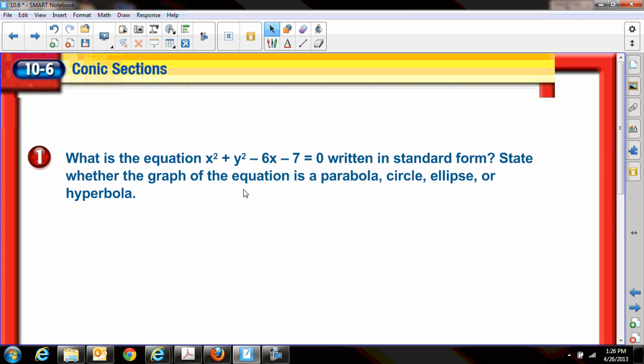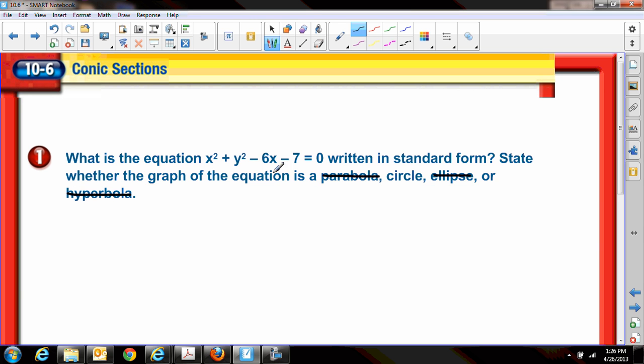Alright, let's give one more of these a try: x squared plus y squared minus 6x minus 7 equals 0. I want to try to figure out what this is. First off, x squared and y squared, not a parabola. Positive 1, positive 1. Ooh, same number means not an ellipse, not a hyperbola. Got to be a circle.